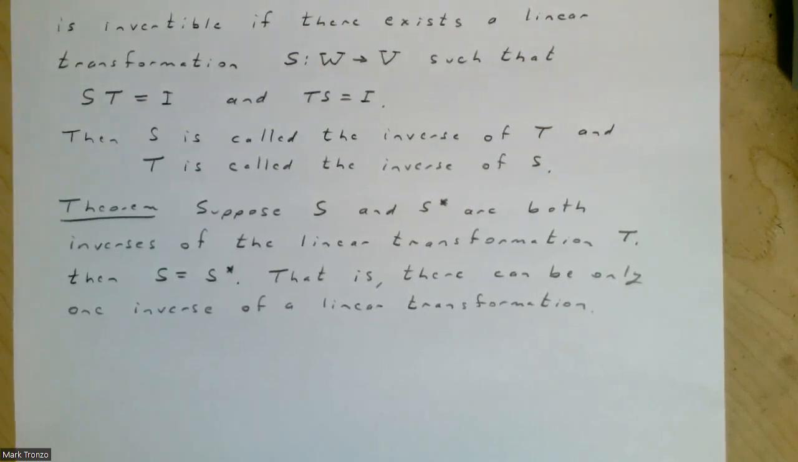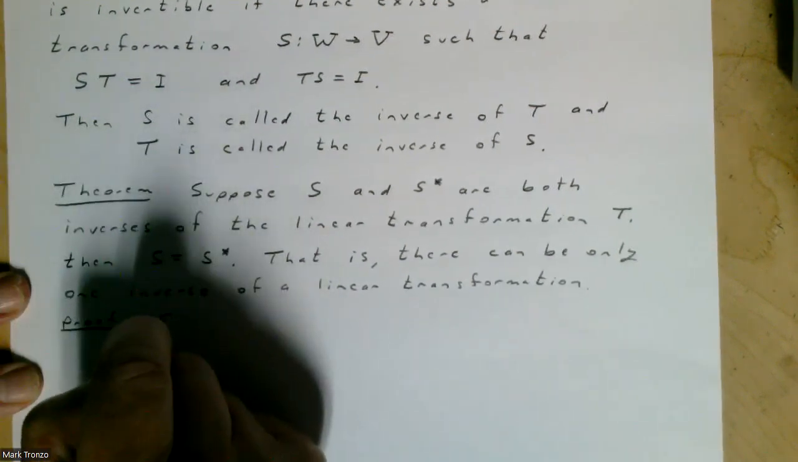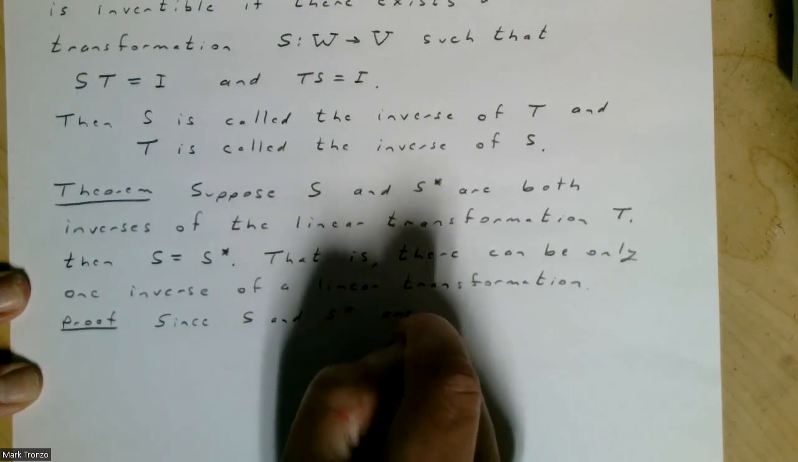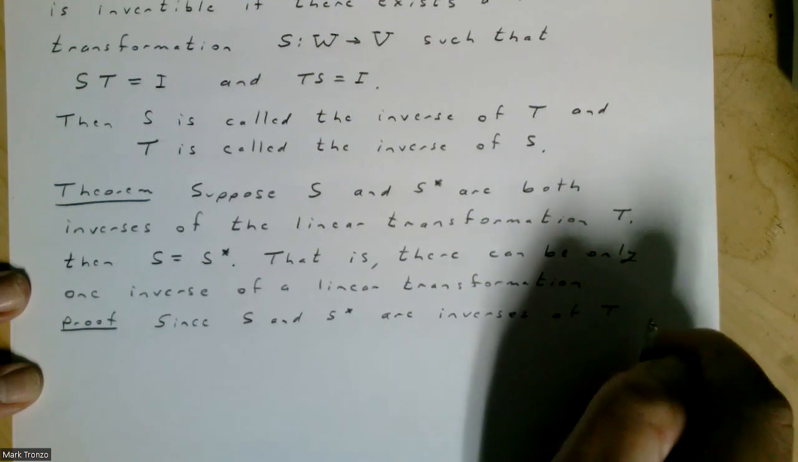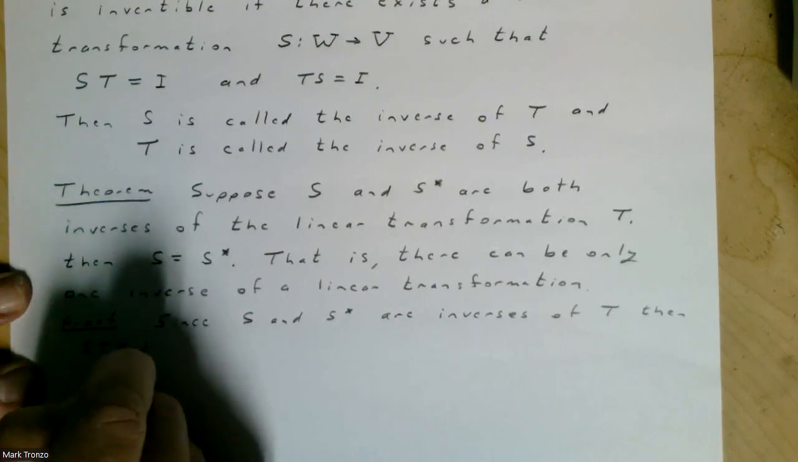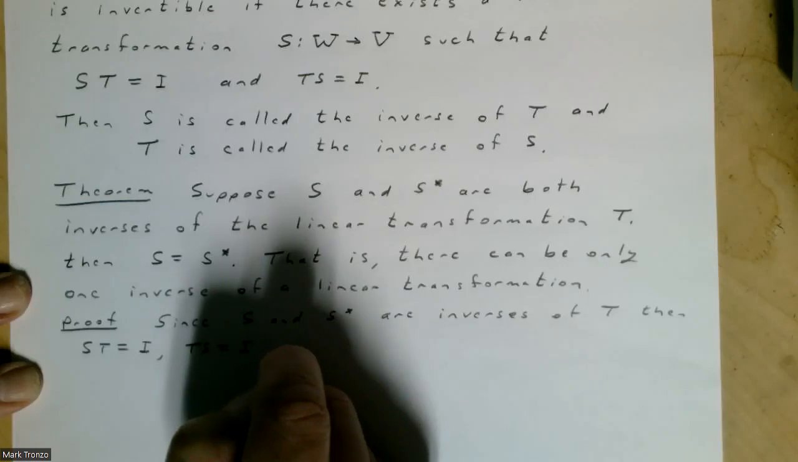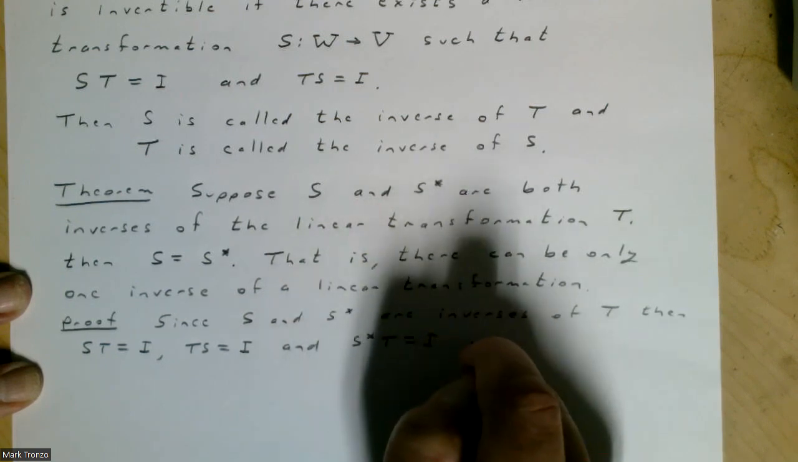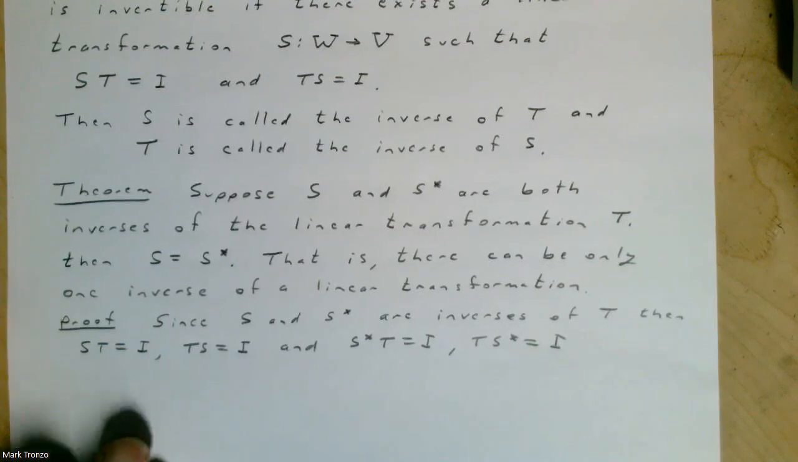So let's go ahead and prove this. Of course, since S and S star are inverses of T, then we have ST is equal to identity, TS is equal to identity, and also for the other inverse, S star T is equal to identity, and T S star is equal to identity. So keep that in mind.